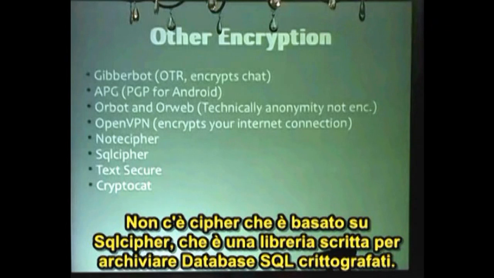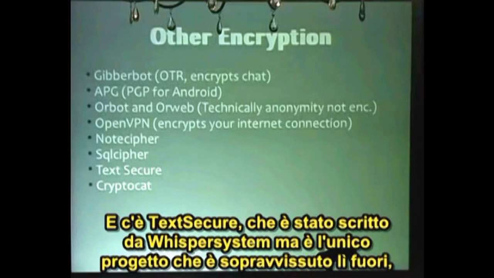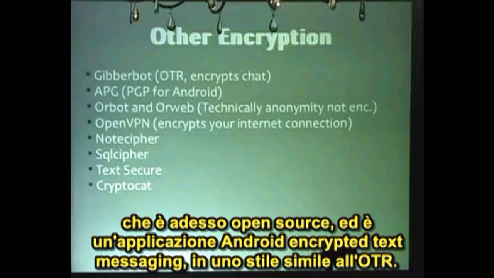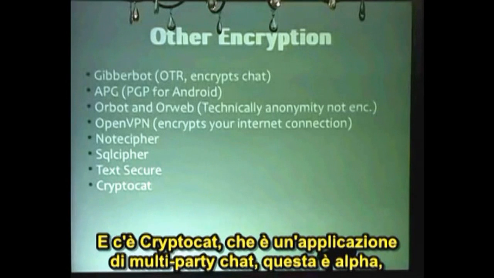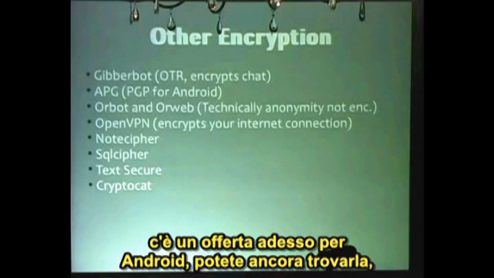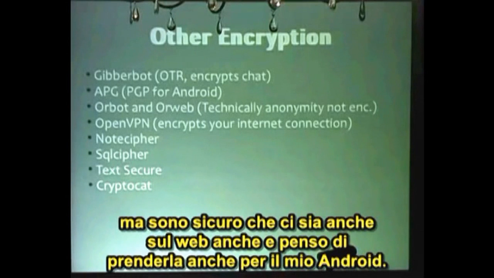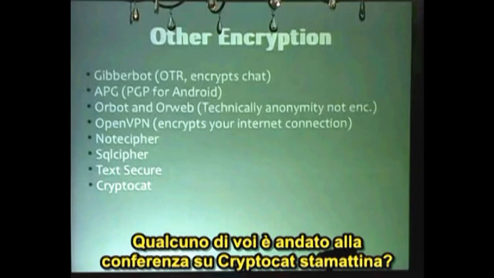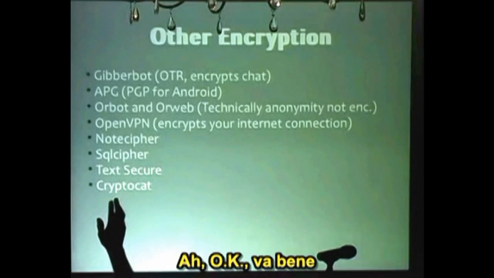There's NoteCipher, which is based off of SQLCipher, which is a library written to store encrypted SQLite databases. And then there's TextSecure, which was written by WhisperSystems, but is the only project that survived out of there, which is now open source, and it's end-to-end encrypted text messaging in a fashion similar to OTR. And there's CryptoCat, which is multi-party chat. And this is in alpha right now for Android. It's still kind of buggy, but on the web it's awesome, and I'm sure it'll get awesome on Android too. Did anybody go to the CryptoCat talk this morning? Yeah, that guy was rad.